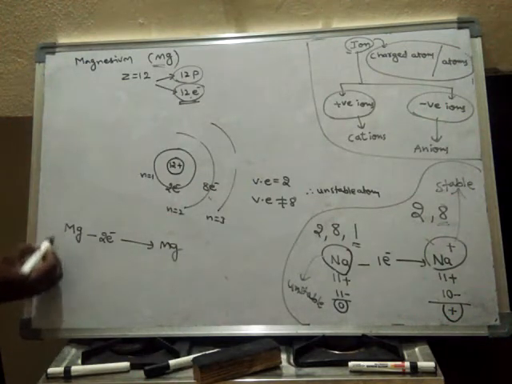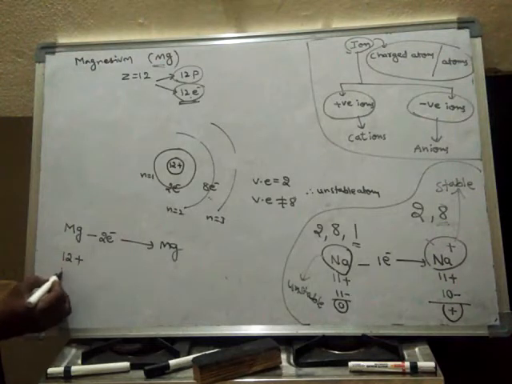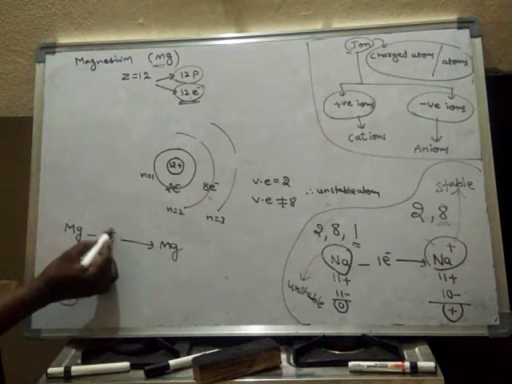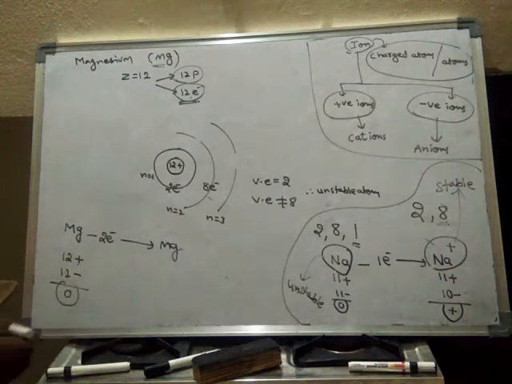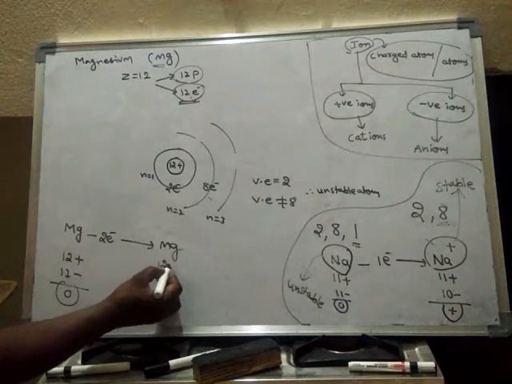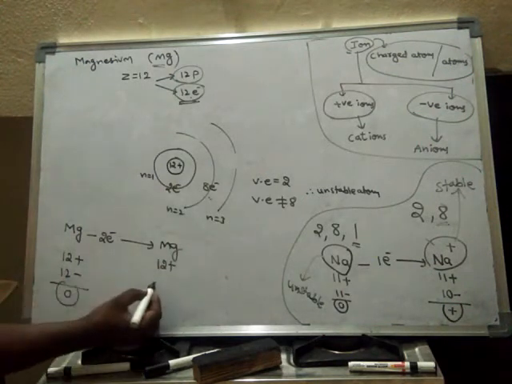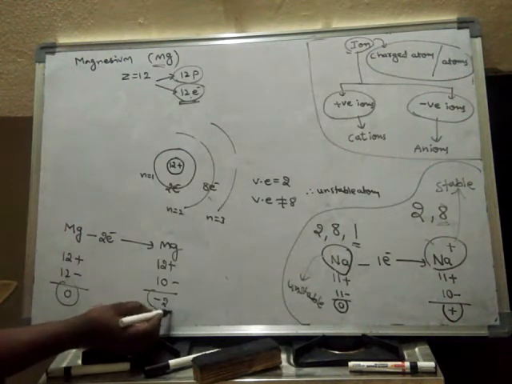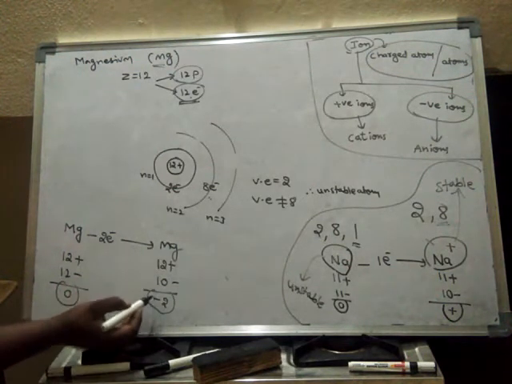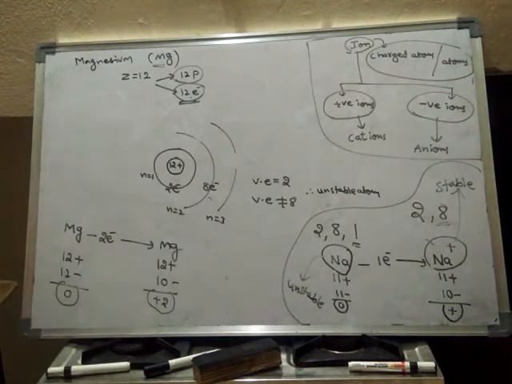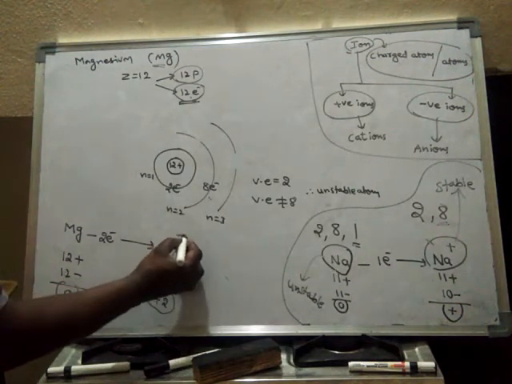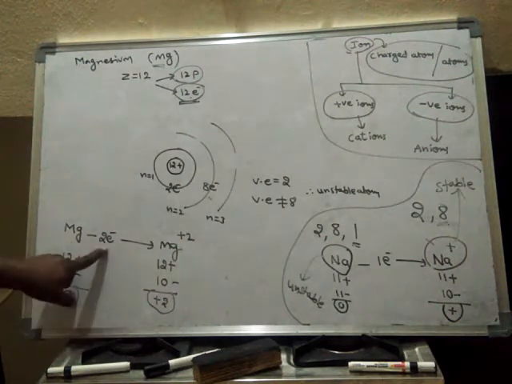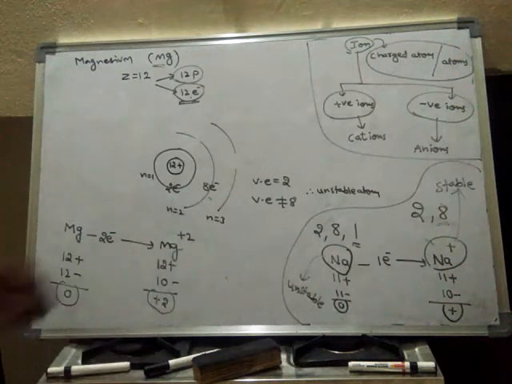Actually the magnesium atom has 12 positive charges and 12 negative charges. What is the overall charge? 0. So it loses 2 electrons, that means it loses 2 negative charges. So it has 12 positive charges as it is, but only 10 negative charges. So there will be overall 2 positive charges. Hence, magnesium should be written like this: Mg plus 2. After losing 2 electrons, magnesium will become Mg plus 2.